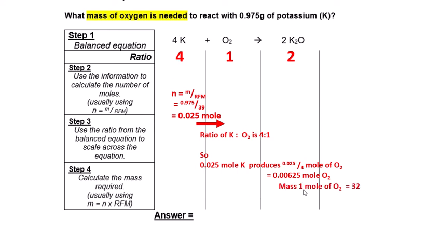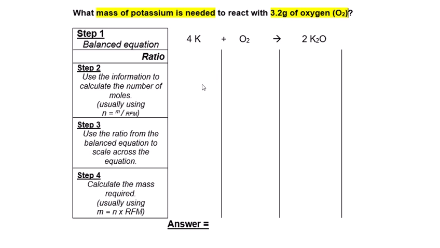And then finally, to work out the mass, 1 mole of O2 is 32. So multiply the 32 by 0.00625, and that gives us 0.2 grams. So you can see it's a similar question. It starts off exactly the same, but this time it asks the amount of oxygen. Now, another way that question could be asked is this. What mass of potassium is needed to react with 3.2 grams of oxygen?